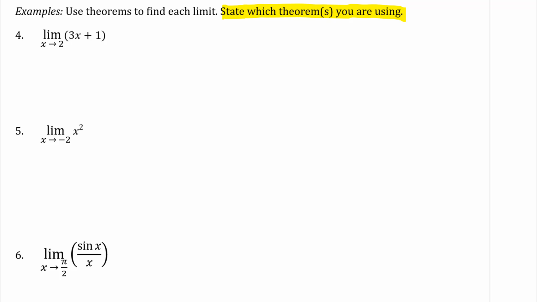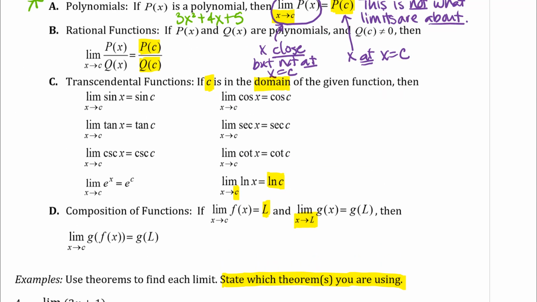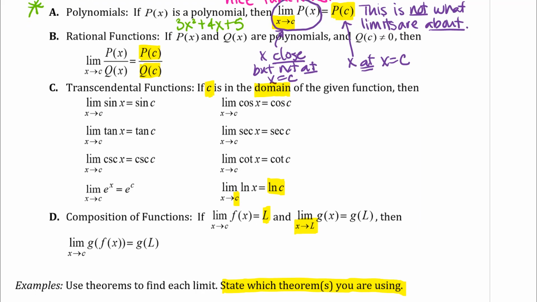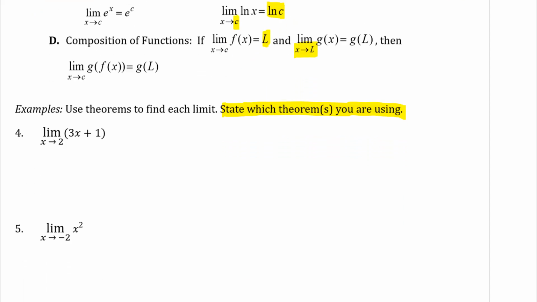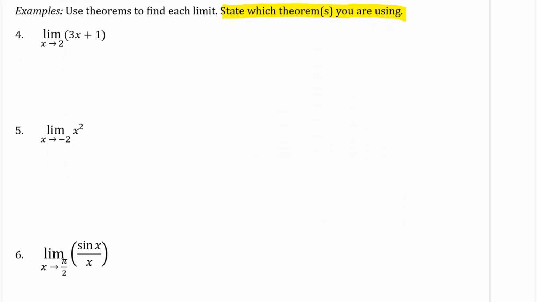Okay, so when I look at this first problem here, and I'm going to use theorems to find this limit, one thing that I want to think about is which theorem applies to this. So I'm going to just scroll back up here and look at the ones that we had just above this. We have a few functions here with special names: polynomials, rational functions, transcendental functions. And this first example we were looking at, our function is 3x plus 1. So that's actually a polynomial function. So for example 4 right here, I'm going to notice that this is a polynomial function.